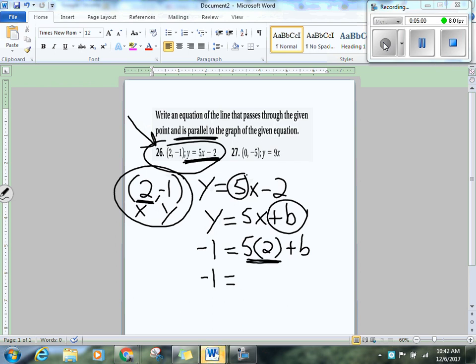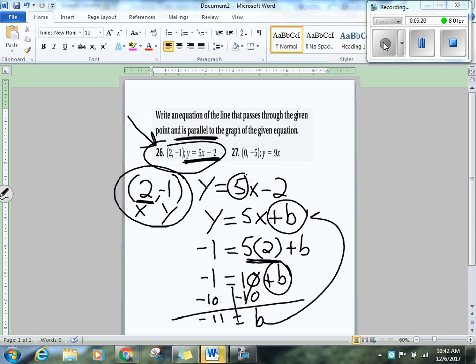This means multiply. So 5 times 2 is 10 plus b, and circle the b, draw my wall. I need to subtract 10 from both sides. And this side equals -11. Those cancel out. b equals -11. Take that number and replace it right there. So my final equation is y equals 5x minus 11.